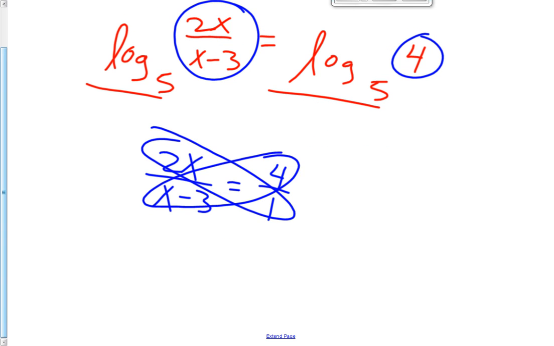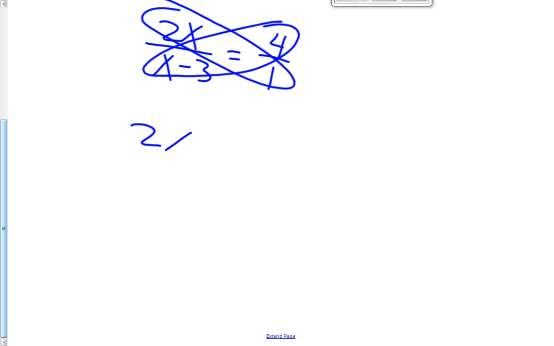So we have 1 times 2x, which is 2x. 4 times x minus 3 is 4x minus 12. Use the distributive property, and you get 4x minus 12. Let's solve for this guy.